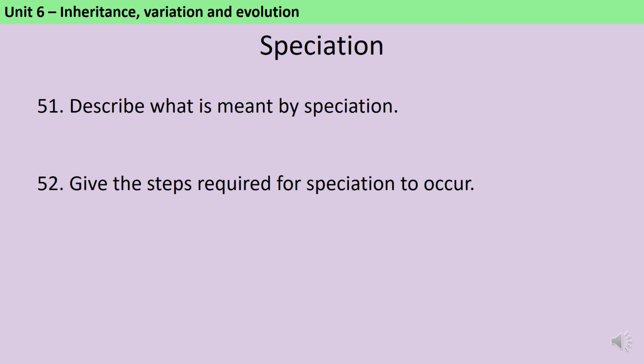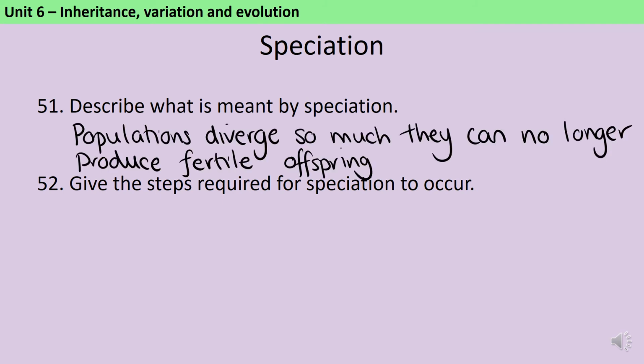Speciation occurs when 2 populations of the same species become so different to one another that they're no longer able to interbreed to have fertile offspring. In other words, even if they can breed and produce a baby, that baby is not able to have babies of its own and produce another generation. The steps for speciation to occur start off with variation. If there's variation in the population, then there's something for evolution to act upon.